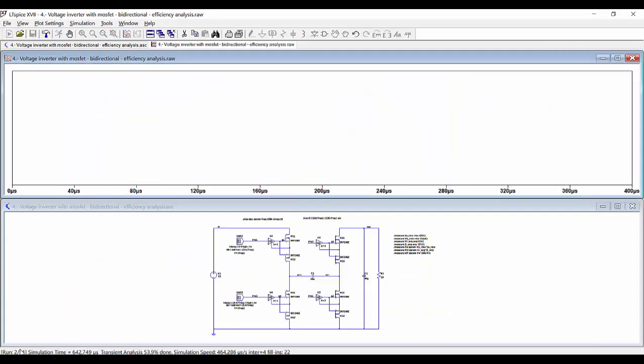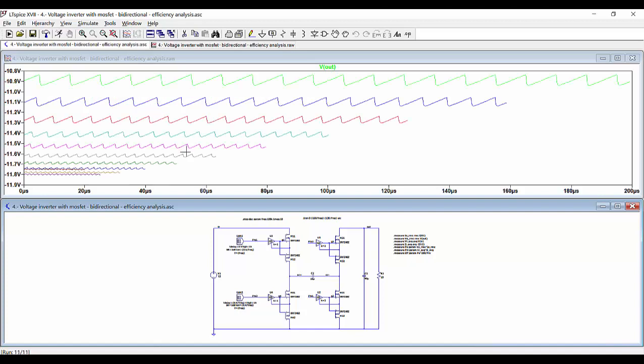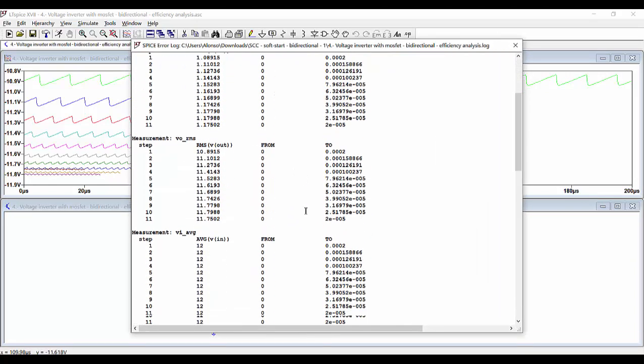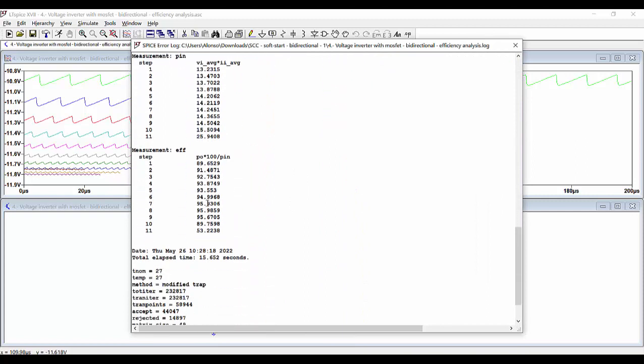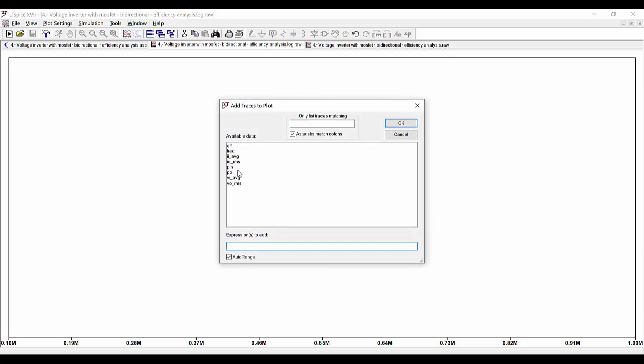This is going to take some time because we need to do a total of 11 simulations. We can take a look at the output voltage for each simulation. So now it's ready, so we can go to our log file by pressing Ctrl L. So we have here all the information that we have calculated. We have here the efficiency, but we can represent this by right clicking on the mouse and then selecting this option, and then add traces and select the efficiency, which is here.